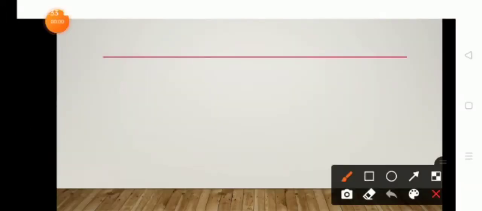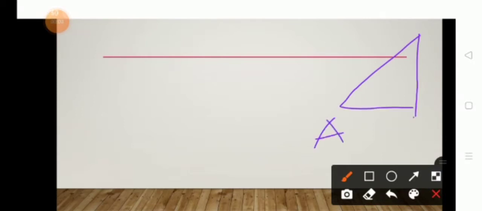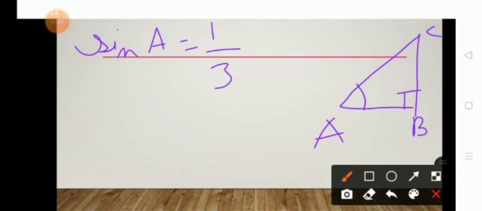I'll draw a triangle. I'm drawing a triangle here. This is A, this is B, and this is C. This is a right triangle, 90 degree. Here is the angle. Now, if I know any one of the trigonometric ratios, suppose I know that sine of angle A is 1 by 3 हो भनेदेखि, can I find the other ratio? Yes, of course I can.